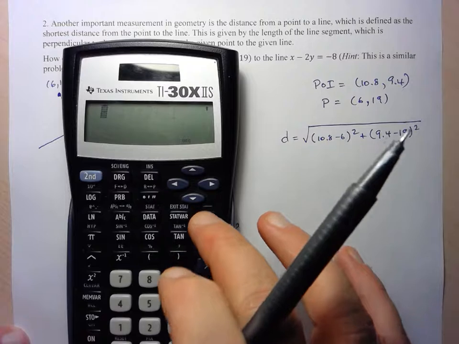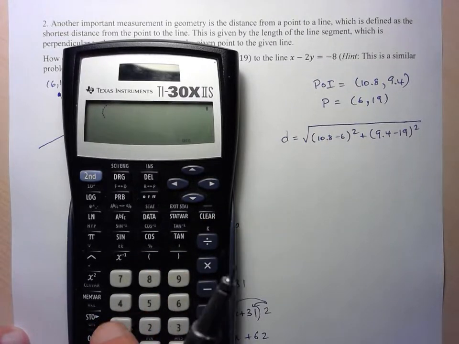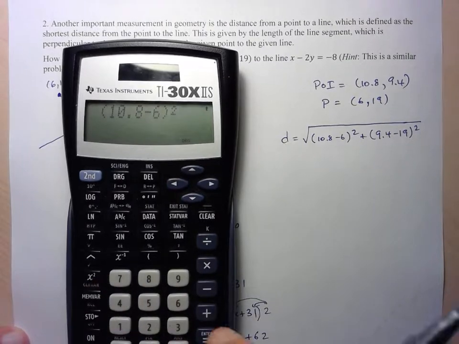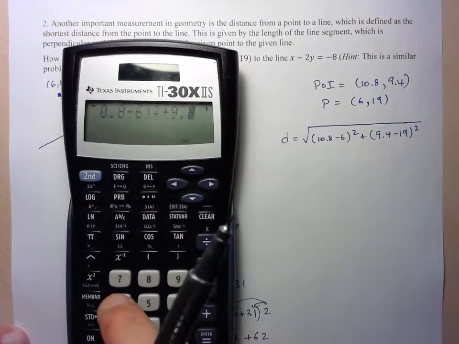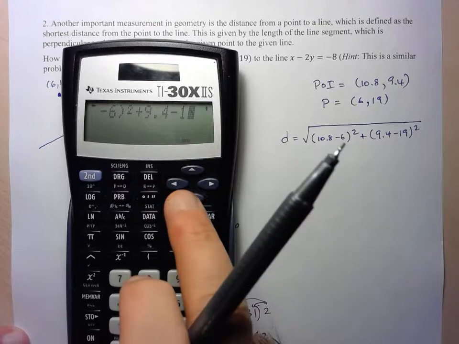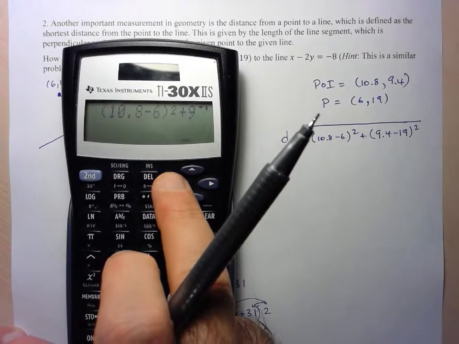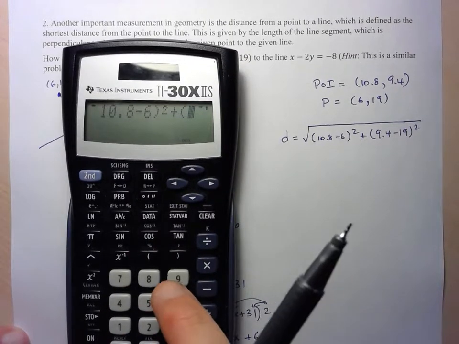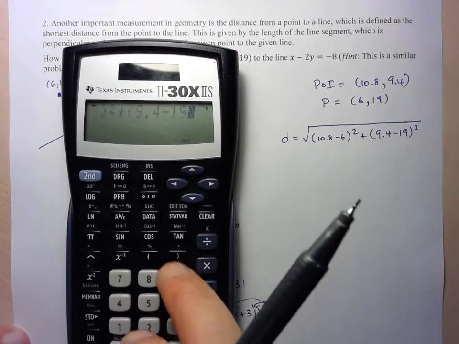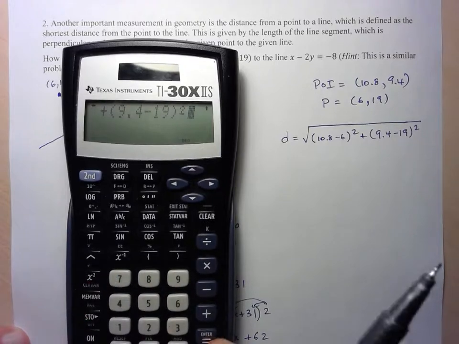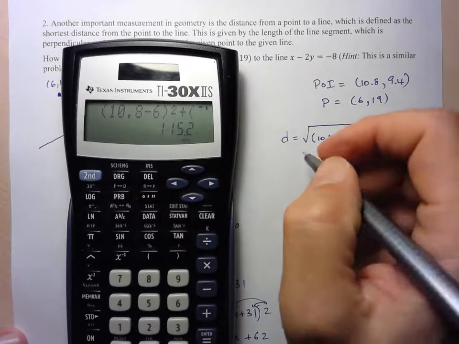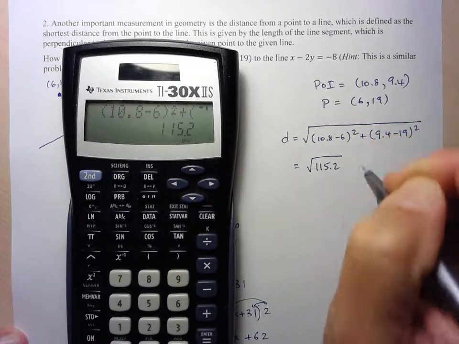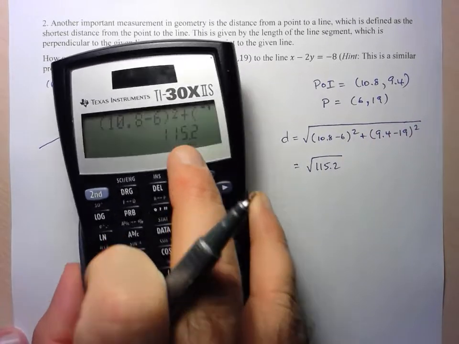So let's do, we've got 10.8 minus 6 all squared, and then we're adding 9.4 minus 19. Whoops, notice I forgot my bracket, so let's put those in. So plus bracket 9.4 minus 19 all squared, and that gives me 115.2. So my distance is the square root of 115.2. I'm not going to approximate it because I want an exact answer.